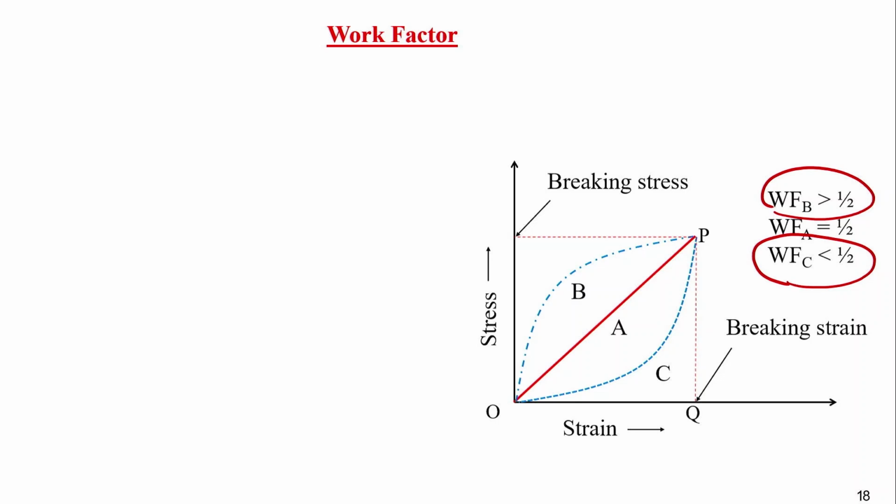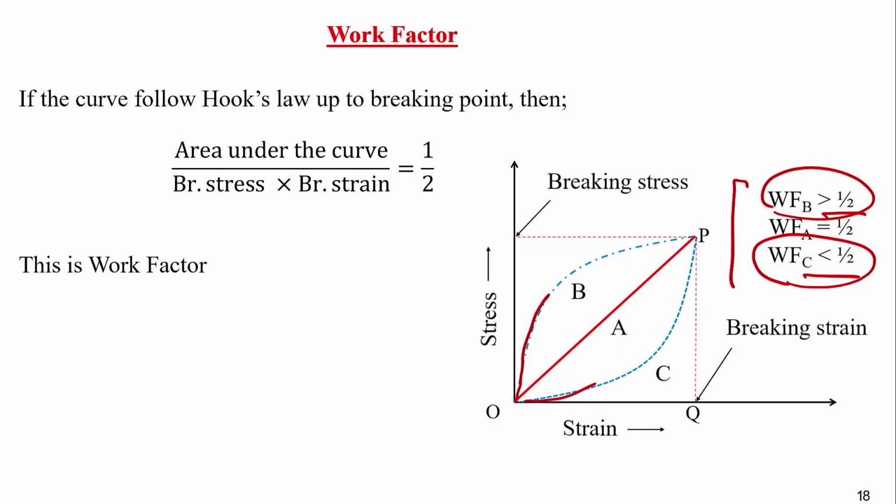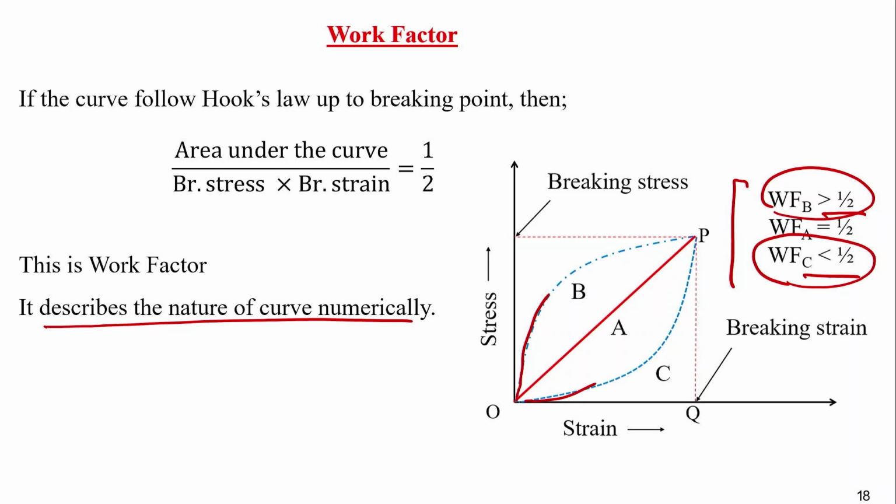So, by the parameter work factor, we can easily see the nature of the curve. Work factor more than 0.5 means initially the material will resist much, that means the initial modulus will be high. If it is less than 0.5, that means the initial modulus will be low. So, work factor describes the nature of the curve numerically. This is the most important point.